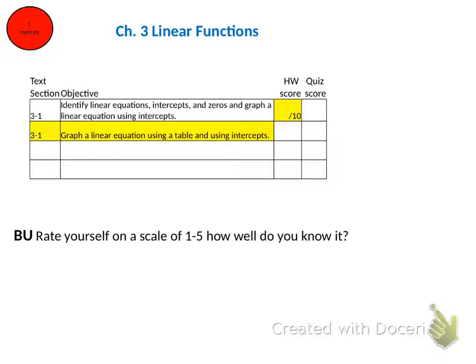Alright, boys and girls, today we are looking again at Chapter 3, Section 1. It's the last time we will look at it, and we'll be graphing a linear equation using a table, which you should already know how to do. We've done it before. And then we're also going to look at graphing a linear equation using intercepts, and this will be a little new to you, but I think it's pretty easy. So make sure you got your goal sheet filled out, and let's go ahead and get started.